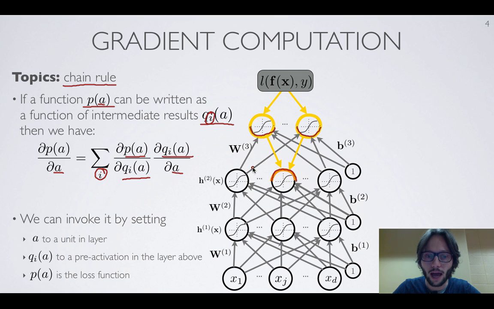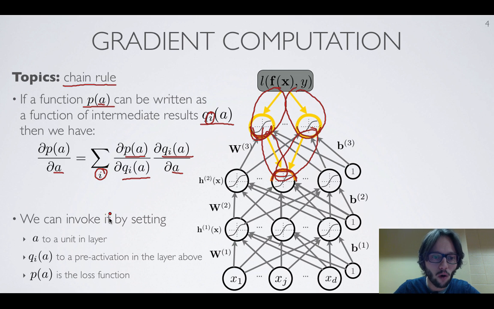So in particular, we would have to add the product of the partial derivative of our loss function with respect to the pre-activation, so this part of the path, times the partial derivative of the pre-activation at the output layer with respect to this, so that's this part of the path, plus the other components in the other path between the activation here and the output. So that would be the partial derivative of the loss with respect to the pre-activation times the partial derivative of the pre-activation with respect to the activation here.